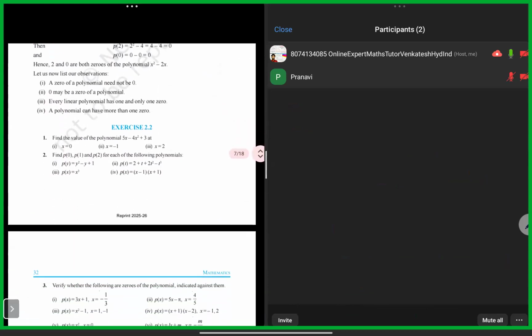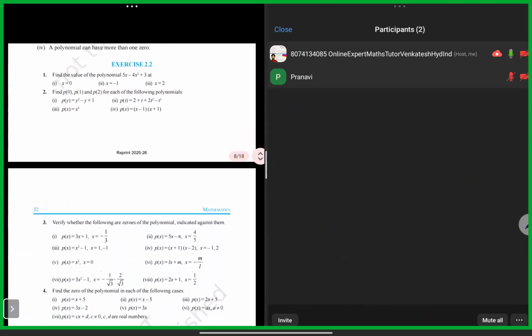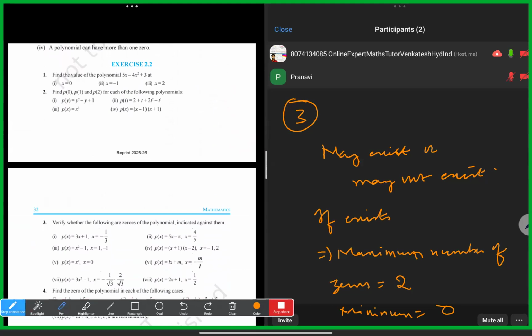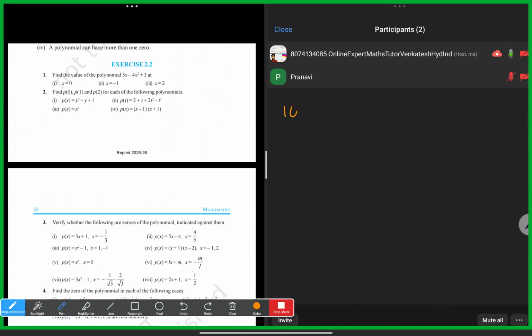So in the first exercise, Pranavi, one of the models is finding the value of the polynomial for different values of x. What they gave is the polynomial value. The polynomial is given as 5x minus 4x square plus 3. Yes, Pranavi?